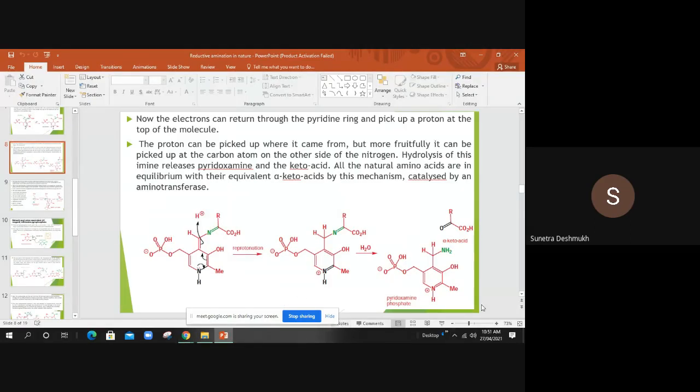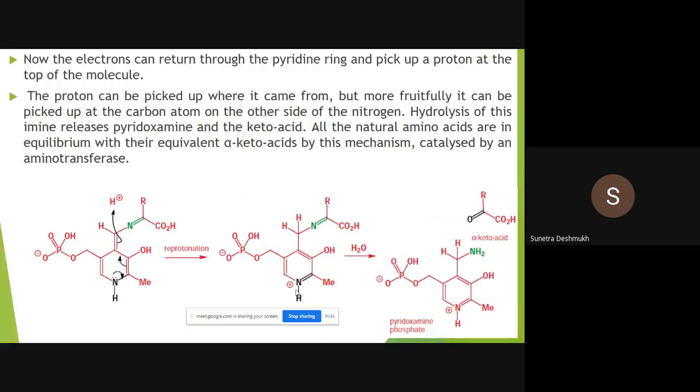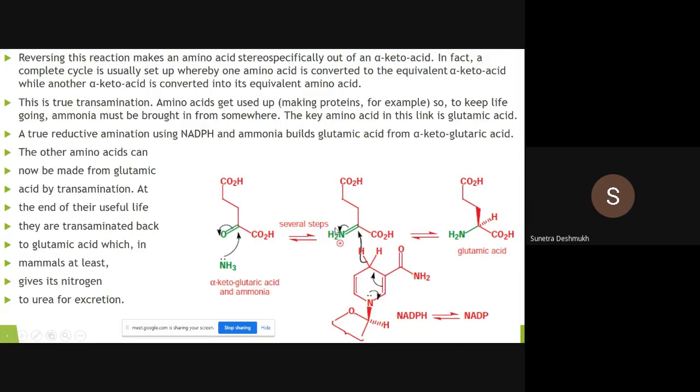Okay, so reductive amination in nature. We have seen how pyridoxal phosphate works as a reducing agent, and how to create a carbon-nitrogen single bond with the help of this pyridoxal phosphate. Okay, so one more reaction occurs in nature.